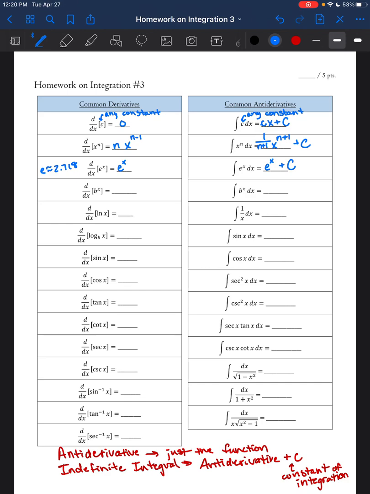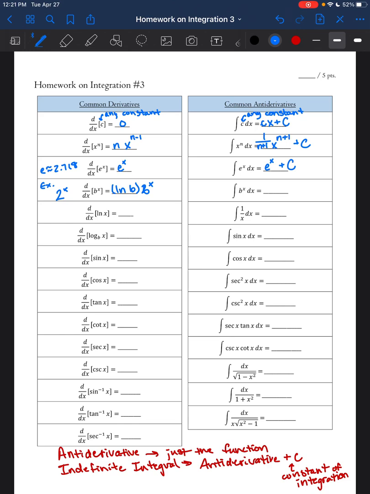Things get a little bit different when I make b as my base. It could be any number, so I could, for instance, have 2 to the x, and I want to take the derivative of it. What I'll do is I'll multiply by the natural log of that base. So for instance, if it's 2 to the x, I'll write ln of 2, the natural logarithm of 2, and we multiply that by b to the x, the base to the x. So if I were to do that with the 2 example, it'd be ln of 2 times 2 to the x.